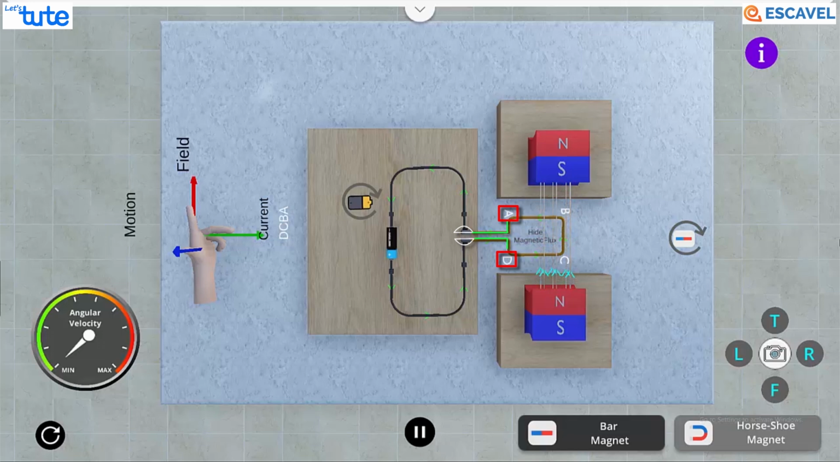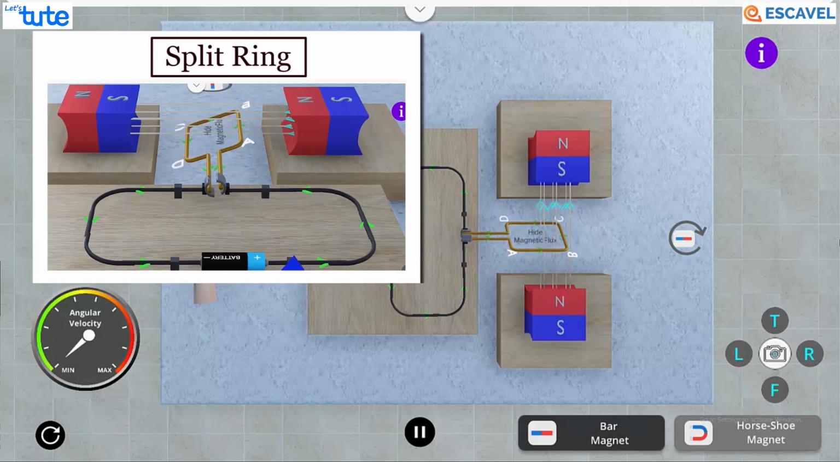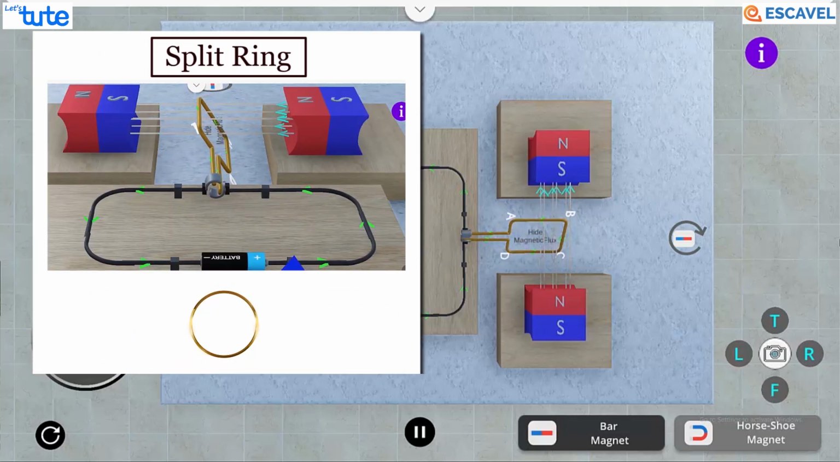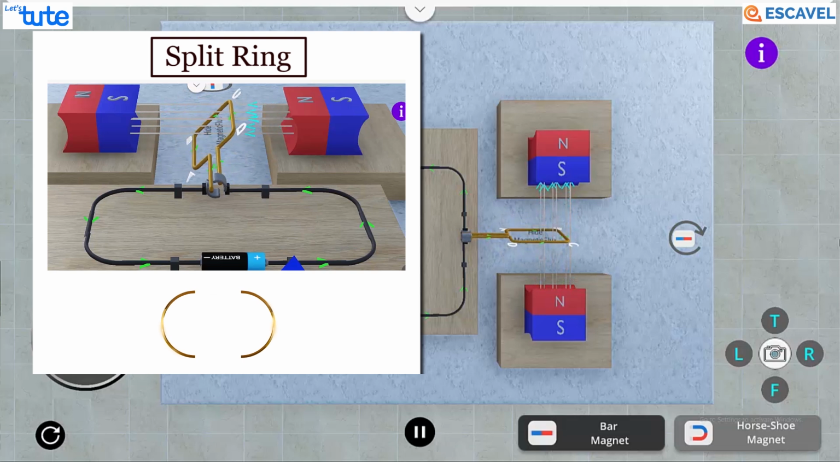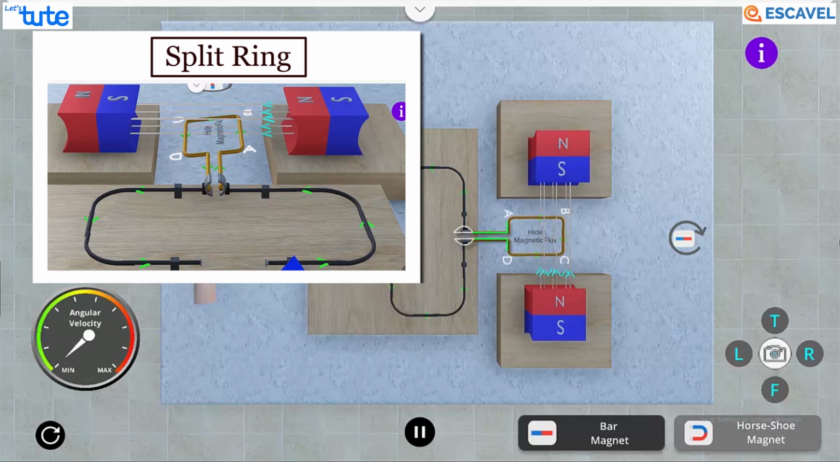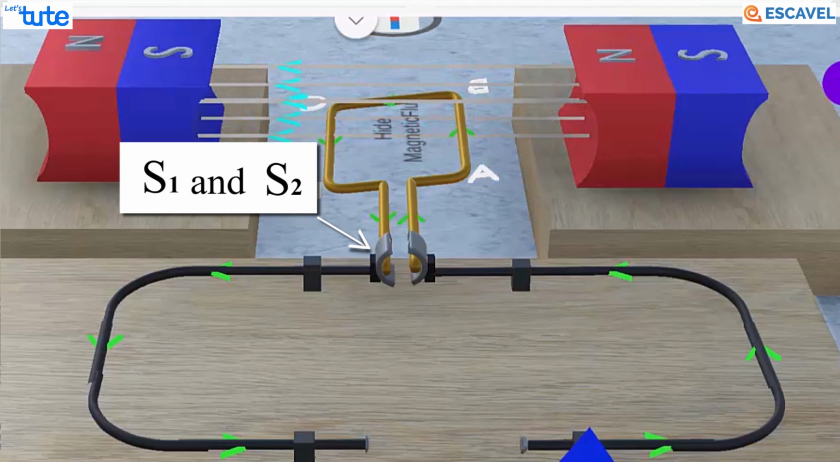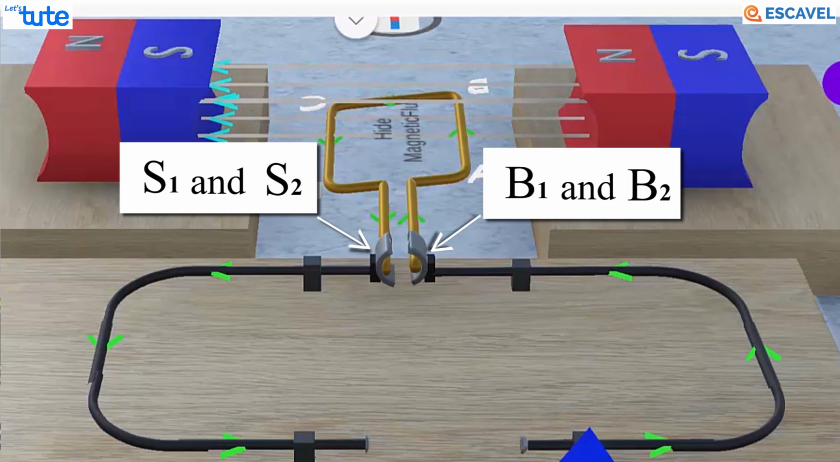Now, why is it called split rings? It is so called because, as the name suggests, there is a split. Now, if you take a ring and split it like this, you will see two parts of a ring like this. So in the same manner, the rings are placed here, which are connected at the ends of the rectangular coil, that is at A and D. Now, S1 and S2 touch the carbon brushes B1 and B2.